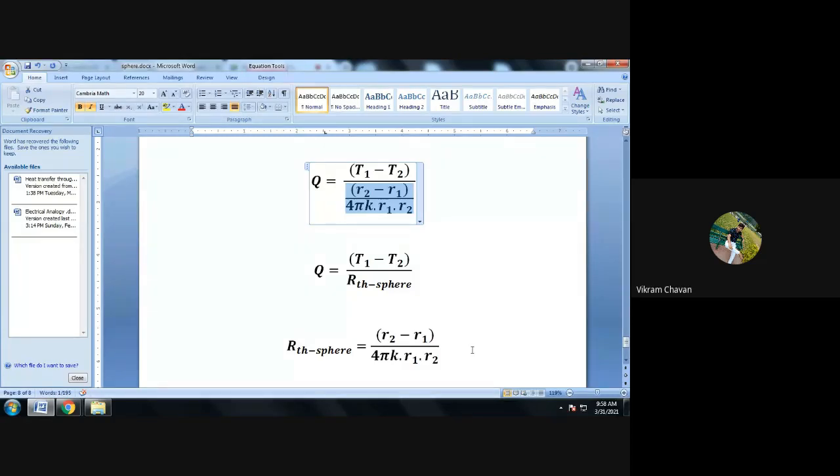Did you understand how to determine the temperature distribution equation and how to determine the heat transfer equation for the hollow sphere? Also, we have discussed how to determine the thermal resistance for the sphere. Is there any doubt, any question?